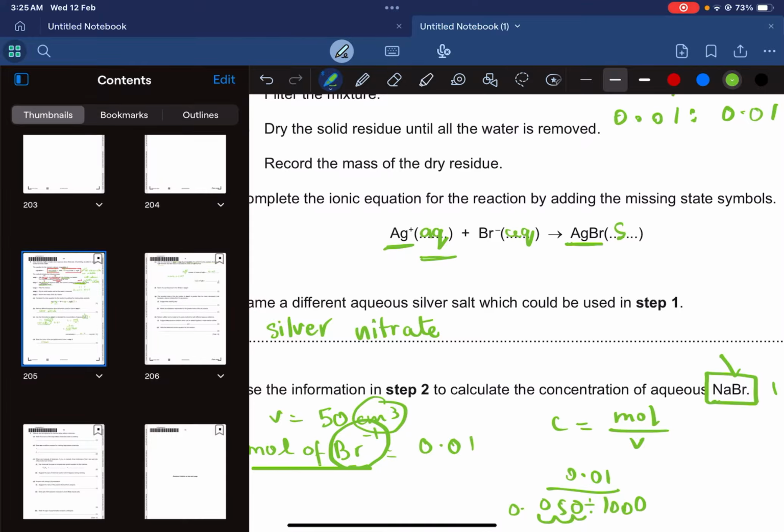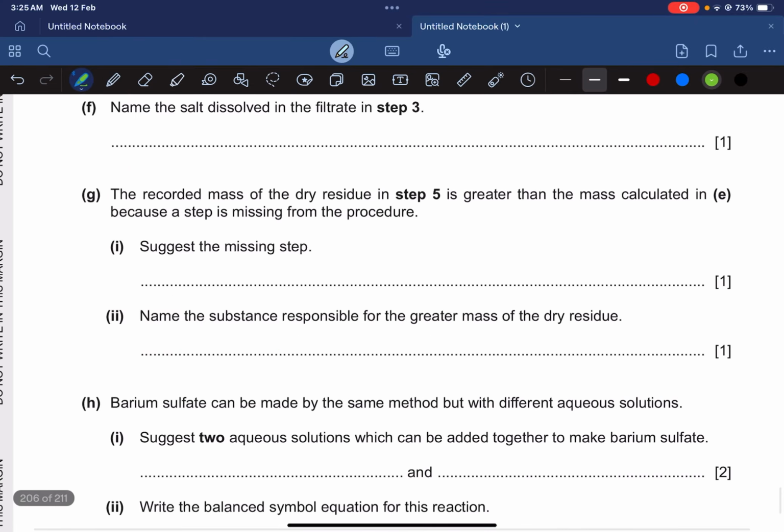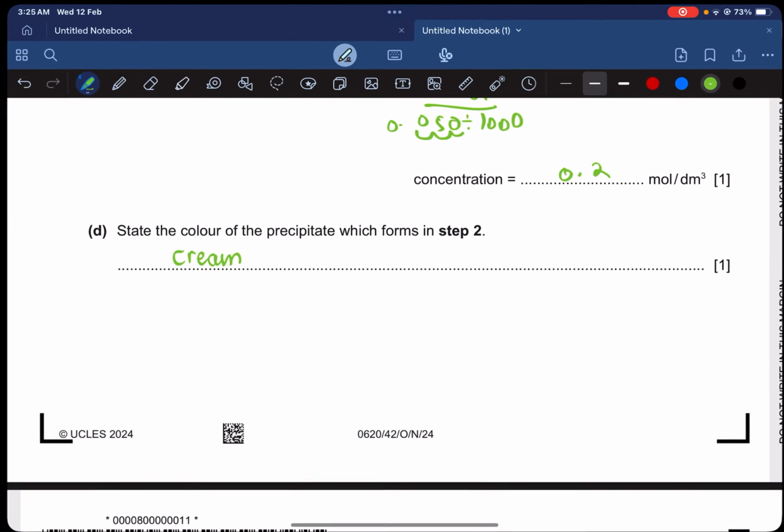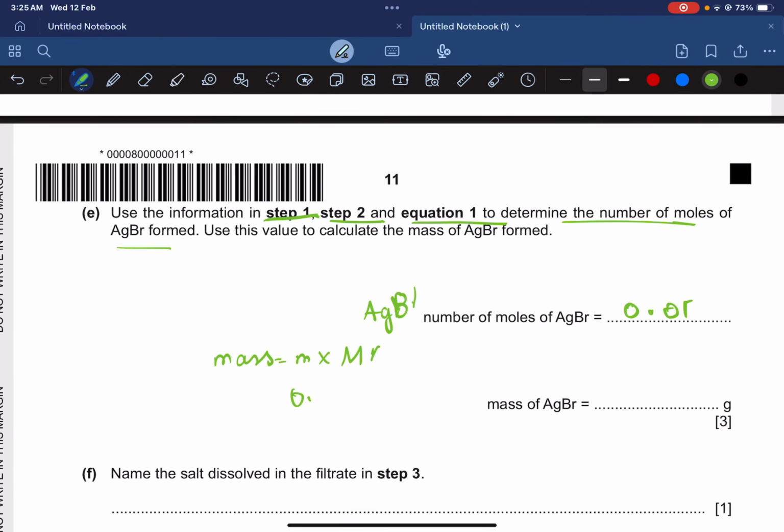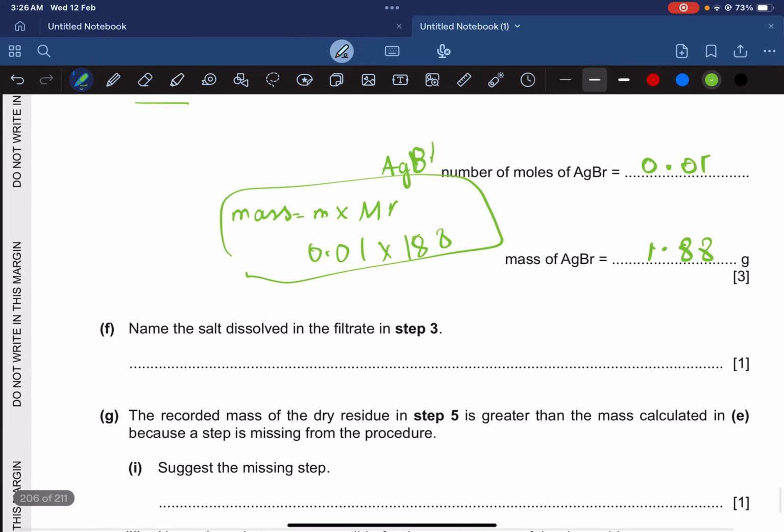So what we're gonna do is multiply our moles with 188. Moles is 0.01 multiplied by 188, and that's gonna give you 1.88. The mass is gonna be 1.88 grams. Okay. If there's a calculation error, I'm sorry. Just calculate it on your calculators. This procedure is correct.